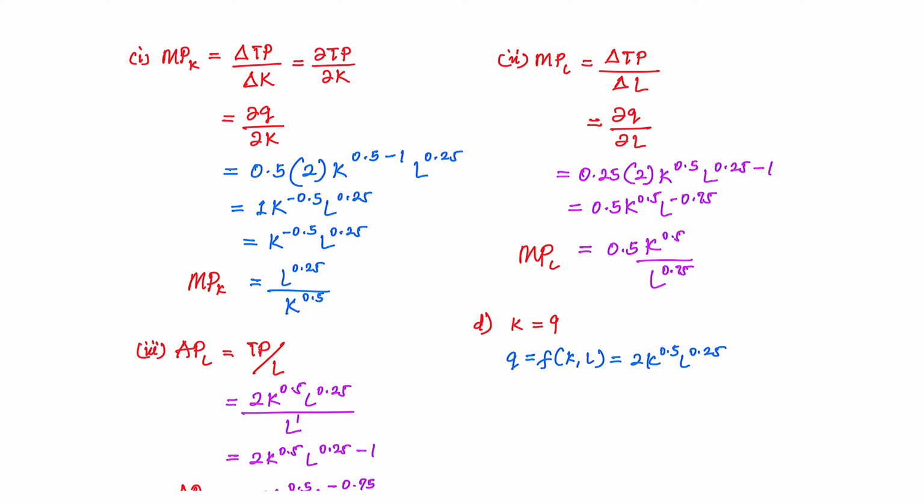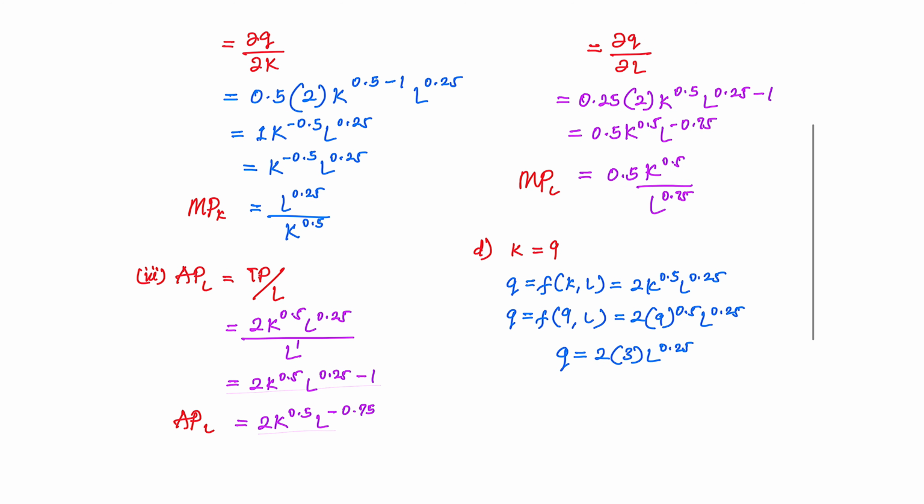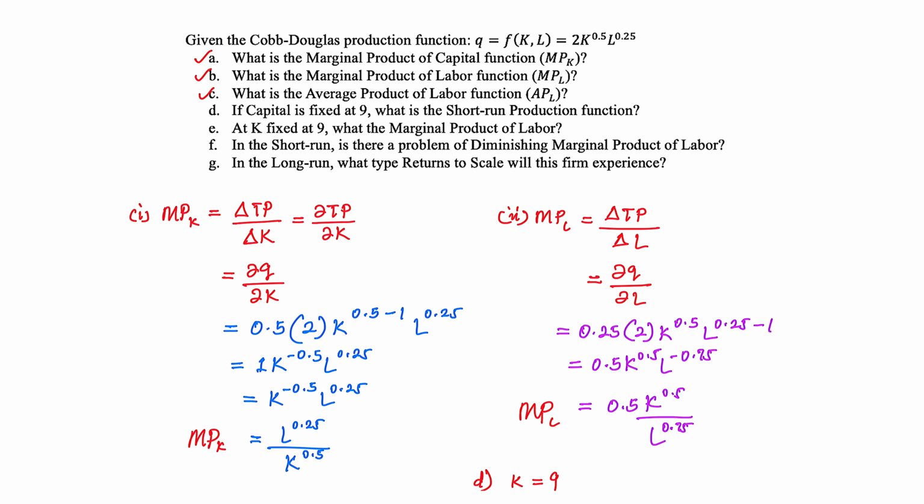This was the initial production function. So if capital is fixed, which means most likely the firm is in the short run, we are going to treat K as 9 and then L can change. Anywhere we see K, we substitute 9 raised to the power 0.5 multiplied by L raised to the power 0.25. Simplifying, the short-run production function will be 2, 9 raised to the power 0.5, that's 3, then multiply by L raised to the power 0.25. So Q is 2 times 3, that's 6L raised to the power 0.25. And this is the short-run production function when capital is fixed at 9. And this answers the fourth question.